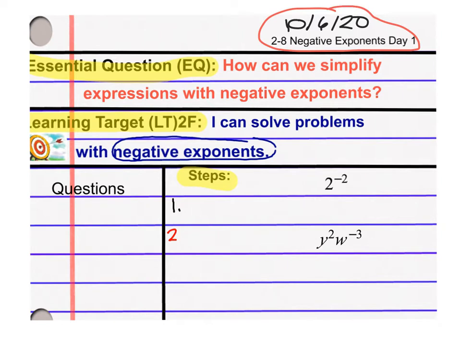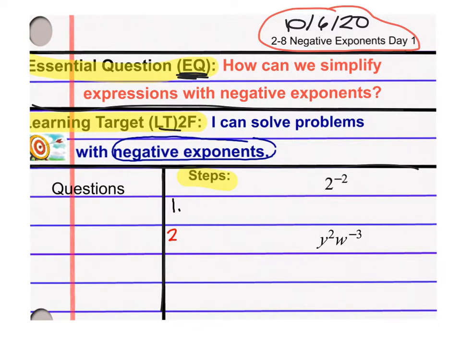All right, then you're going to set up your lines for your Cornell notes. So set up those 3 horizontal lines: 1, skip 2 lines, the second one, skip 2 lines, the third one, and the vertical line. Then you're going to write your EQ, your essential question. How can we simplify expressions with negative exponents?